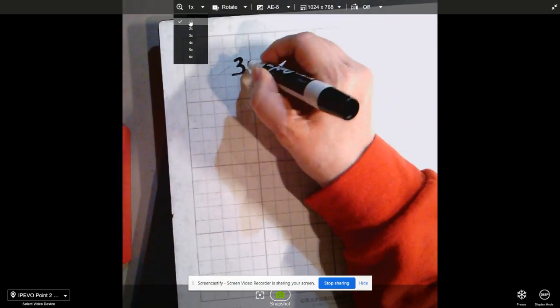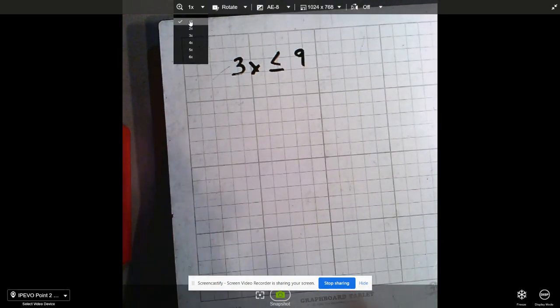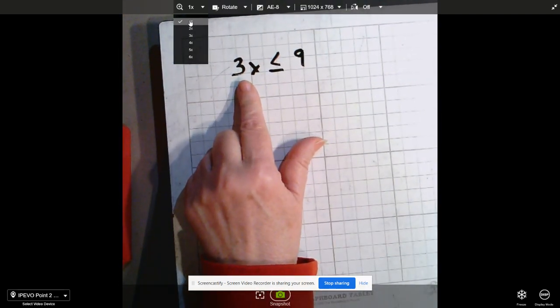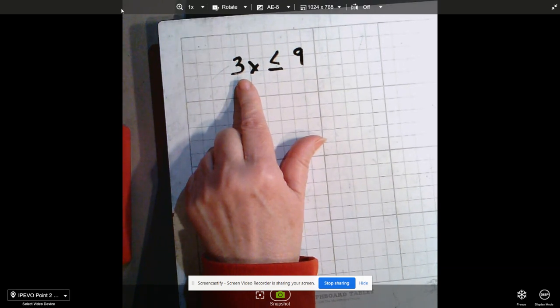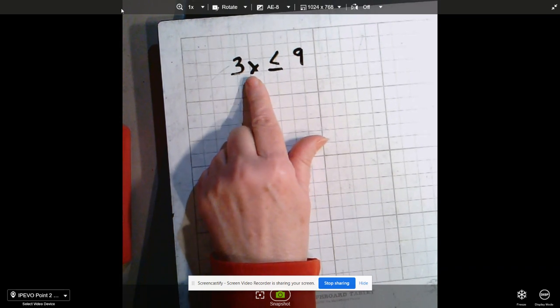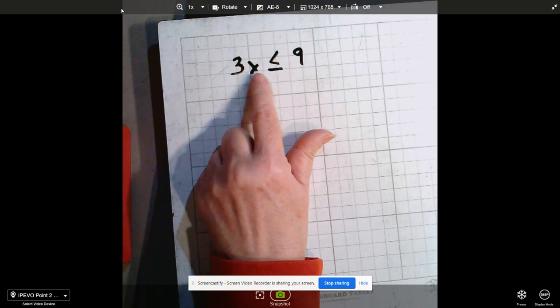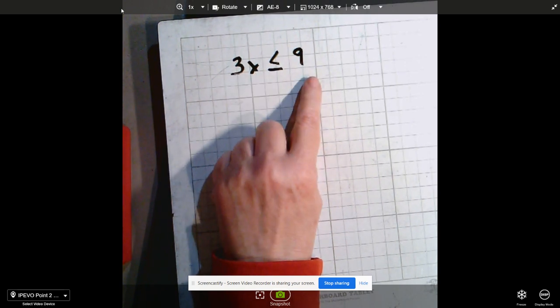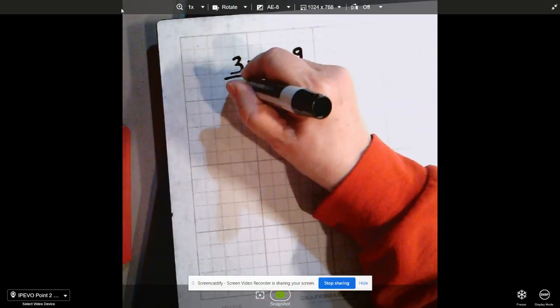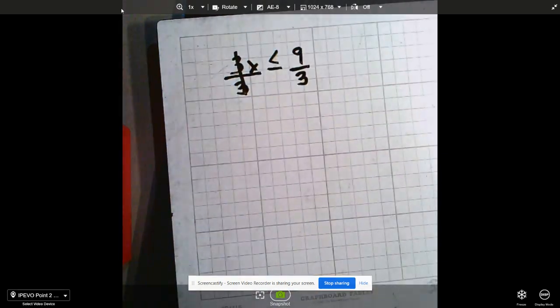If we have that first problem there, we have 3x is less than or equal to 9. If I look at this side of the equation, there's nothing I can do to simplify this, and if I look at this side, there's nothing I can do. All I have to do now is get x alone. Between the 3 and the x, I'm multiplying, so in order to undo multiplication, I have to divide. I'm going to divide this side by 3, and this side by 3. My 3's will cancel out.